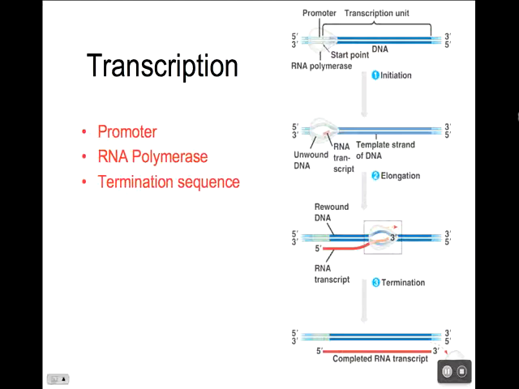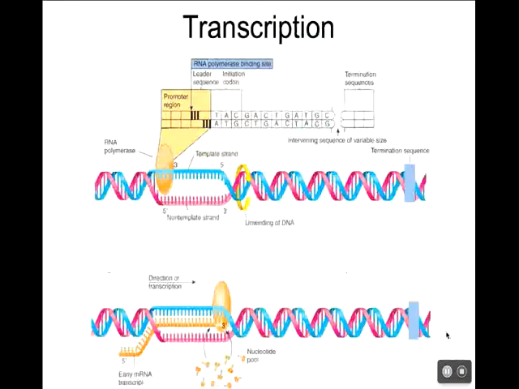And it will go through that process until it reaches another sequence we call the termination sequence, then it will literally fall off the DNA. So RNA polymerase starts at the promoter and ends at this termination sequence. Here's another picture showing transcription.